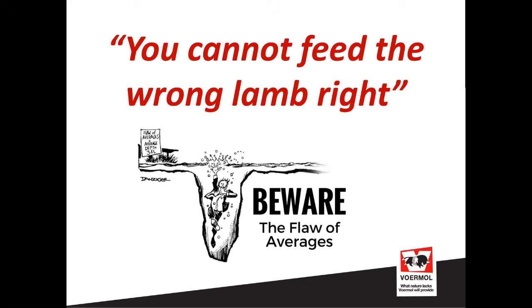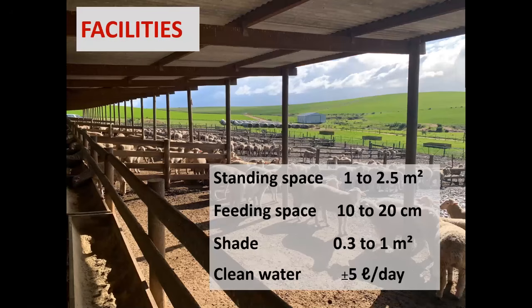All right, facilities in a feedlot: standing space per lamb, usually about 2.5 square meters. Feeding space, very important, 10 to 20 centimeters. And then shade, you could say almost 1 square meter per animal. And animals should always have access to clean water, more or less 5 liters per day.